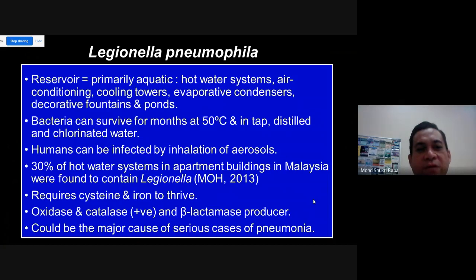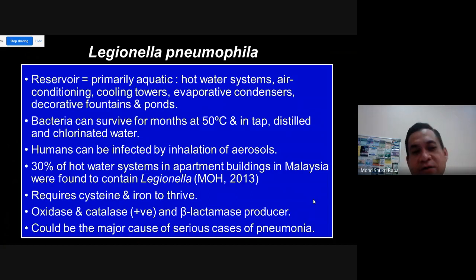30% of the hot water system in apartment building in Malaysia were found to contain Legionella. Okay, ini adalah report yang dikeluarkan oleh Ministry of Health pada tahun 2013. So it's quite dangerous and it's quite surprising bila saya tengok this statistic. Alright, 30% of hot water system in the apartment building. Hot water system tu macam shower yang dekat hotel-hotel tu lah. Alright, okay, sebenarnya mengandungi Legionella 30% in Malaysia. So can you imagine that?